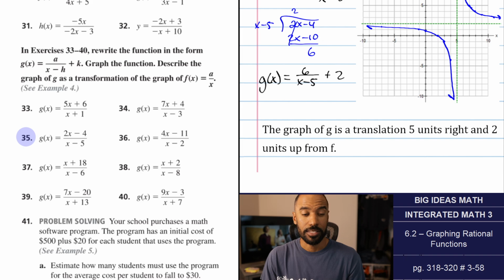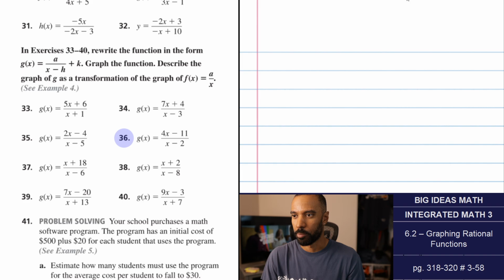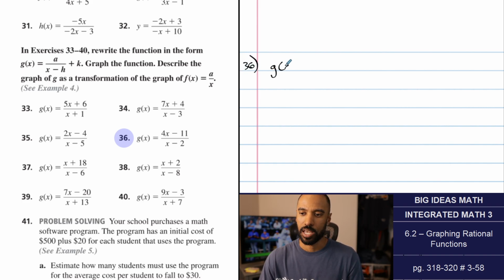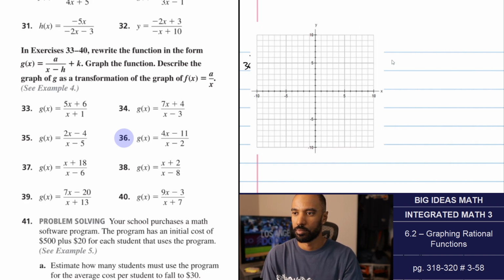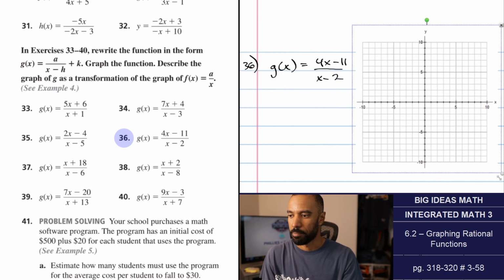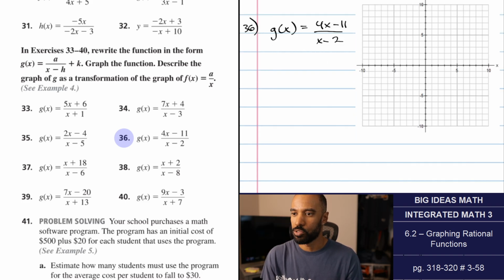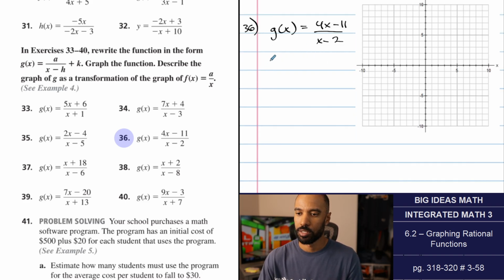Okay, number 36. Synthetic division returns. Hope you don't mind. We got ourselves a g of x partner, 4x minus 11 over x minus 2. Okay. So this one, using synthetic division, 2 is your root. 4 and negative 11 are the coefficients. 4 comes down, times 2 is 8, and that's negative 3 as your remainder.